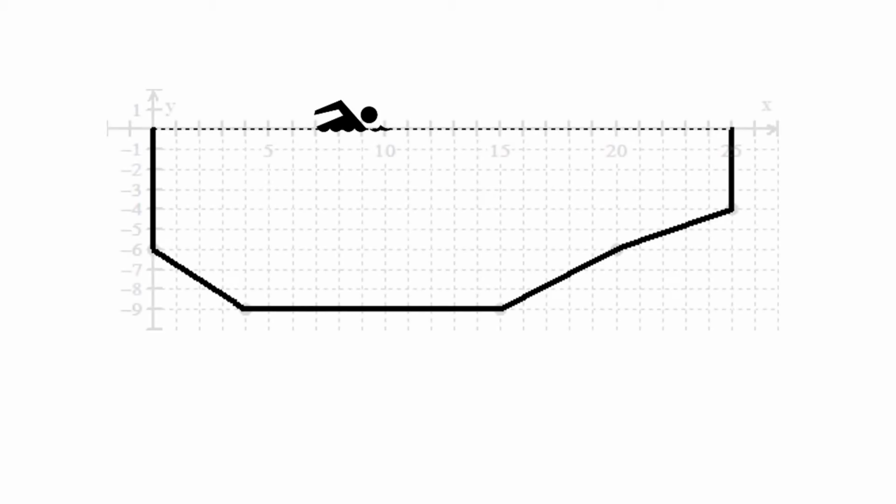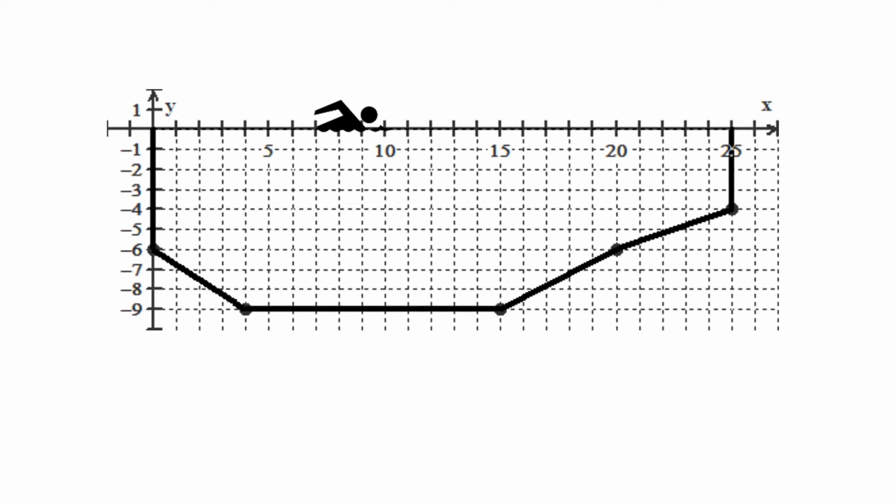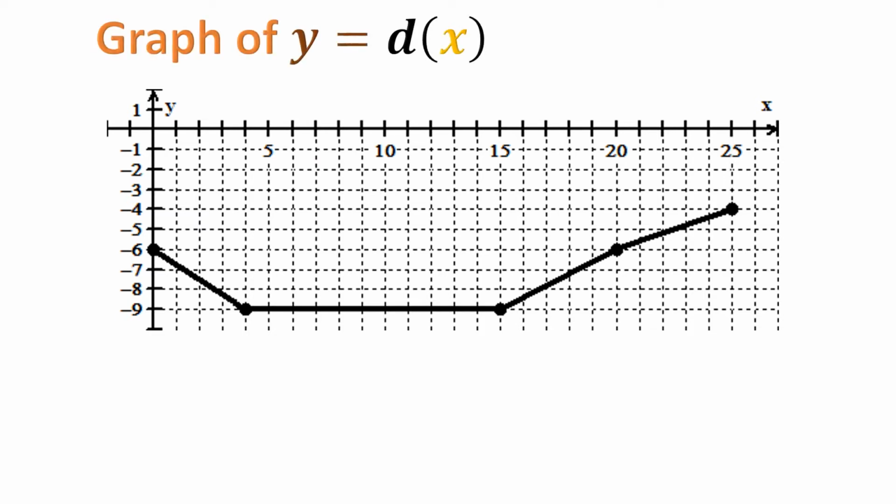So we can transfer this shape onto a coordinate grid and take a look at this as a mathematical function. We're going to call this function d of x, which is the depth of the pool at any value of x. X is going to be our distance from the very left edge of the pool in feet, and y will be the depth of the pool in feet at whatever value of x we're interested in.